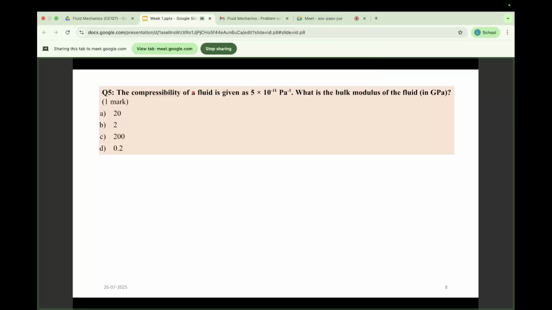Before this, let me clarify one thing. What exactly is compressibility? Compressibility is a measure of how easily a fluid volume decreases under pressure. That means you are applying a pressure, and what is the change in the fluid volume? That thing can be represented by this compressibility. So now try.